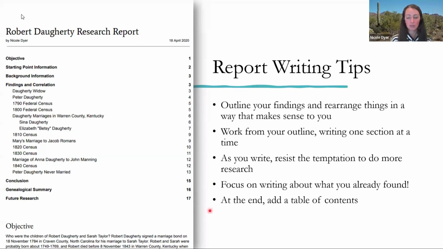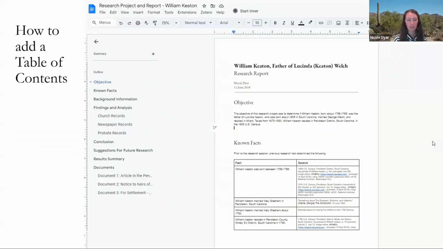Then here's a fun tip that you can do if you want to: add a table of contents to the start of your project when you're all done. If you've been using the headings in Google Docs or Word, then it will make the creation of your table of contents really easy. I have a little video here showing how to do this in Google Docs. If you use Word, it's pretty simple there too. I just didn't do that one.